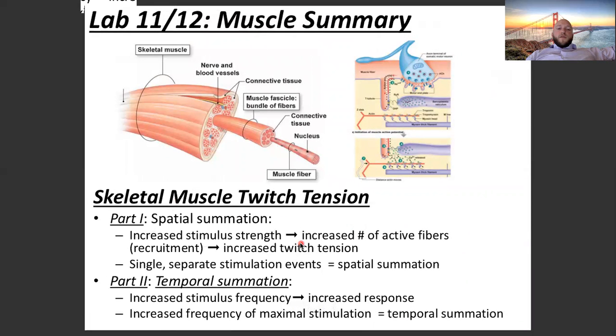So in part one of the muscle lab, we demonstrated spatial summation. Varying responses recruits varying amounts of muscle fibers to contract. In part two, we're experiencing temporal summation.